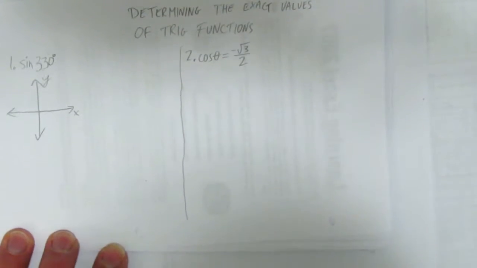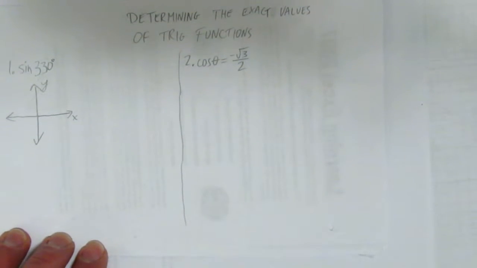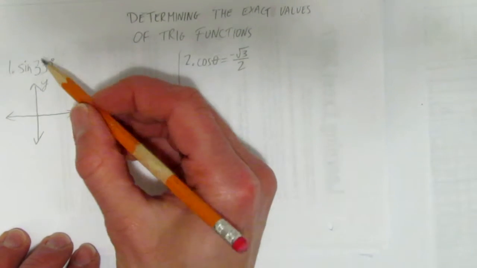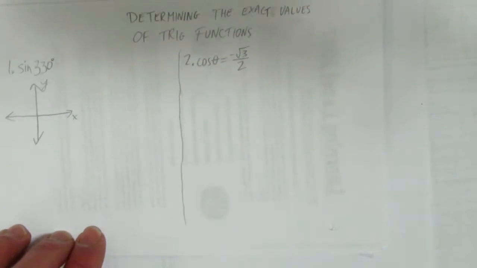In this video, we'll determine the exact values of some trig functions using degrees. So our first one is, let's find the exact value of sine of 330. I drew the x and y axis. It's just going to be a sketch here.